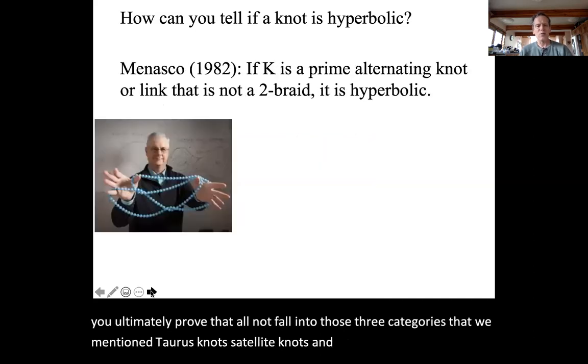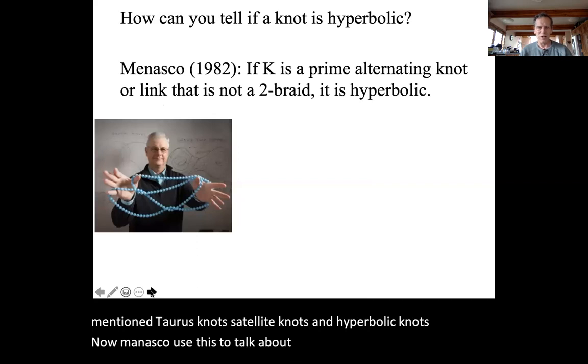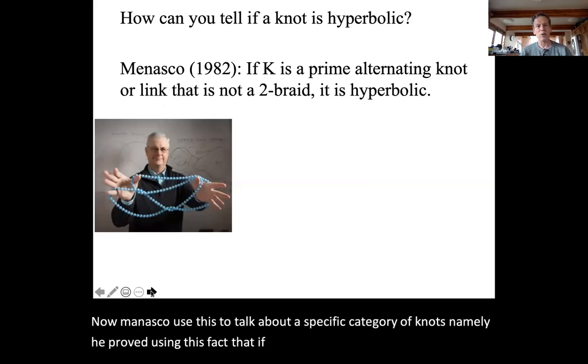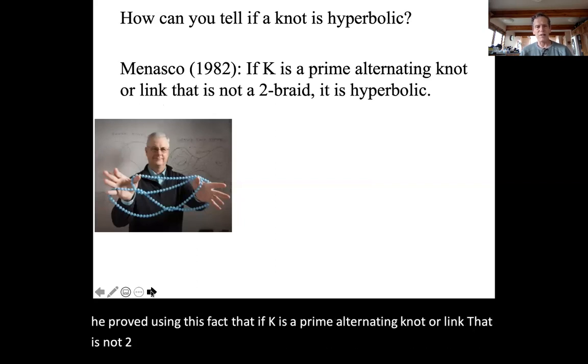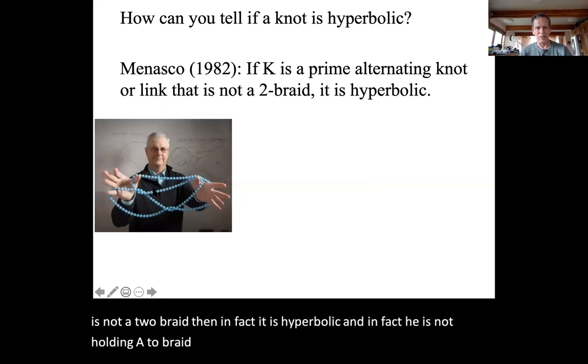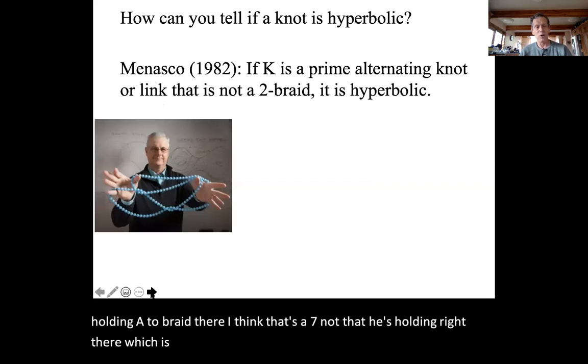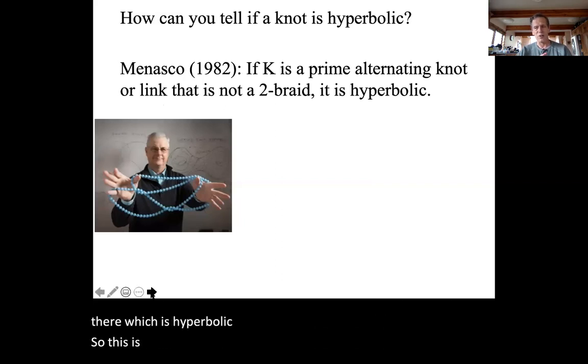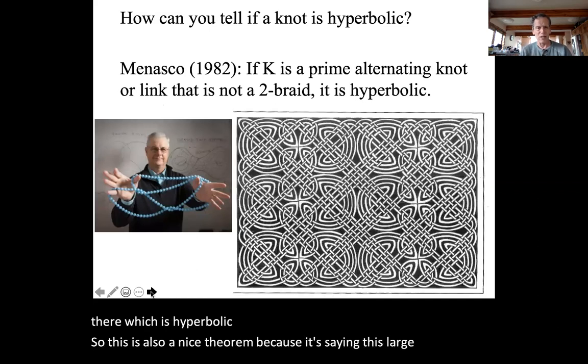Now Menasco used this to talk about a specific category of knots. Namely, he proved using this fact that if K is a prime alternating knot or link that is not a two braid, then in fact it is hyperbolic. And in fact, he is not holding a two braid there. I think that's a 5-2 knot that he's holding right there, which is hyperbolic. So this is also a nice theorem because it's saying this large class of knots are all hyperbolic.